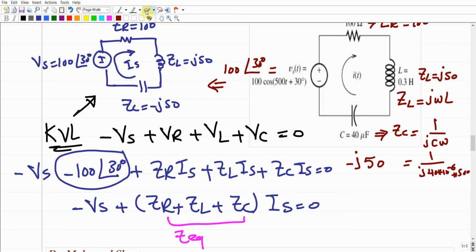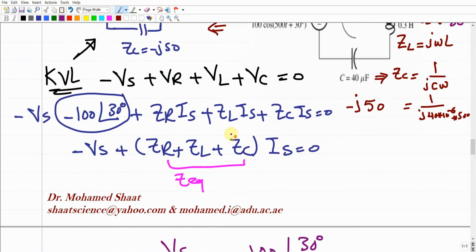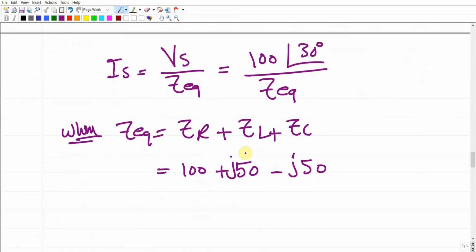There is a correction here. This ZL should be j150, not 50. Just a mistake here. There should be 150 as the value. So let us do this correction. But anyway, nothing is going to be different from what we explained. I just did the wrong calculation. 0.3 times 500 should give us 150. It is not 50. So I made a little mistake in the calculation. So this ZL should be 150.